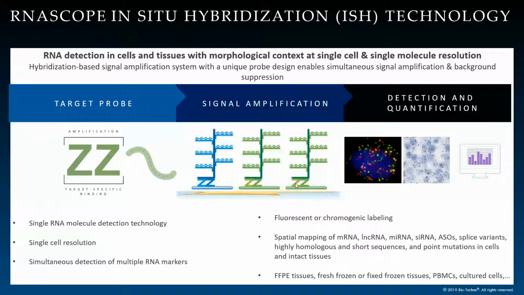Additionally, our technology has been developed such that we can design very specific target probes against a range of RNA targets. These include mRNAs, long non-coding RNAs, microRNAs, ASOs, splice variants, highly homologous sequences, and so forth. And as you can see here, our downstream signal detection strategy is also extremely robust, where we can actually visualize a single molecule of RNA at single cell resolution.